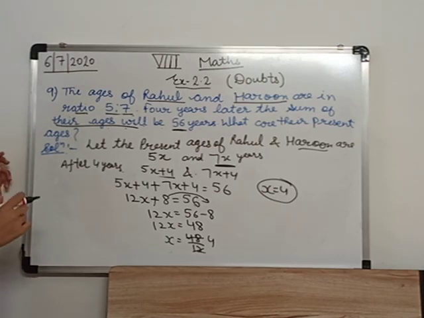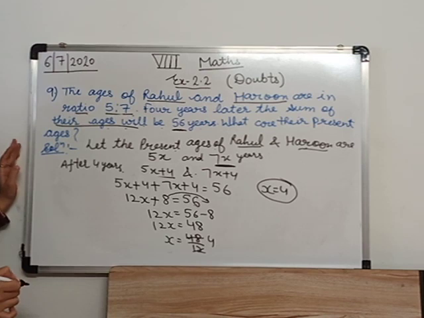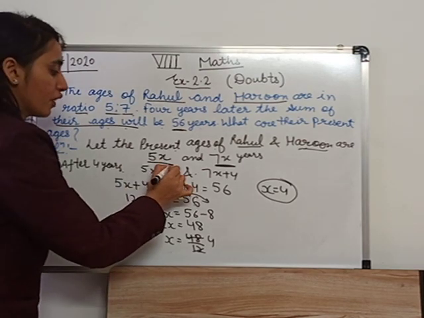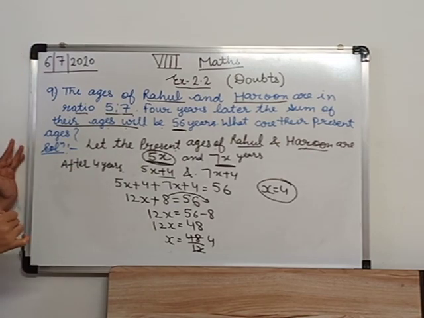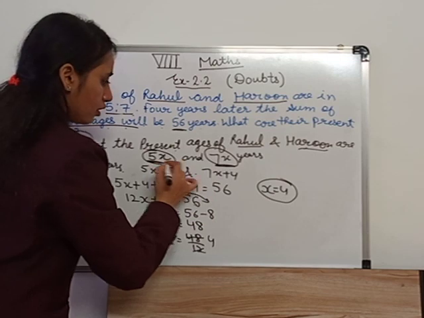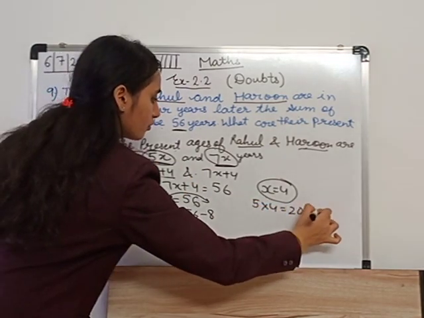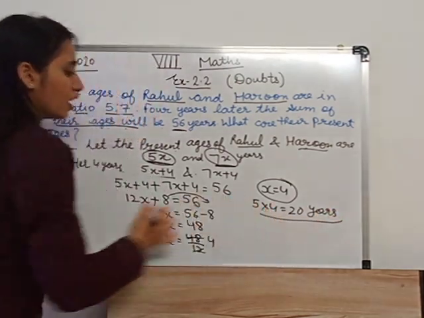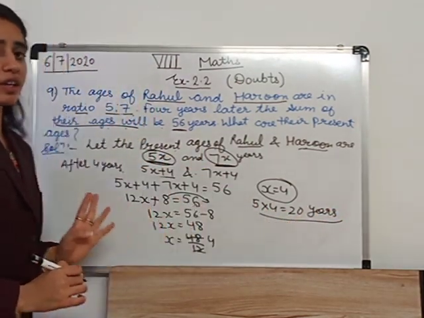Now we have to find the present ages of Rahul and Harun. So put the value of x in this equation. 5x is the present age of Rahul and 7x is the present age of Harun. So 5 into 4, what is it? It becomes 20 years. 5 fours are 20. So the present age of Rahul is 20 years.